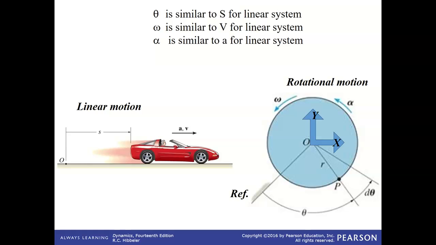So what is the angular velocity of the disk? In order to find the angular velocity, we need to take the derivative of the position with respect to time. So omega is d theta by dt. Similarly, to calculate acceleration, we need to take the time derivative of velocity. So alpha is d omega by dt. So these are the terms which are used for rotational motion.